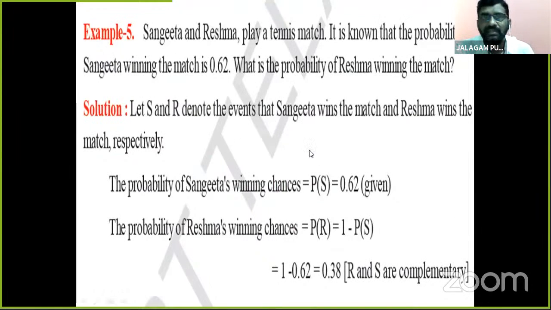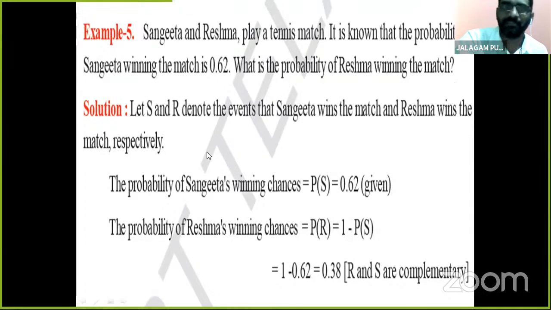Children, here is one more example. Listen carefully and write it down in your notebook also. Sangeeta and Reshma, two persons, play a tennis match. It is known that the probability of Sangeeta winning the match is 0.62. What is the probability of Reshma winning the match?